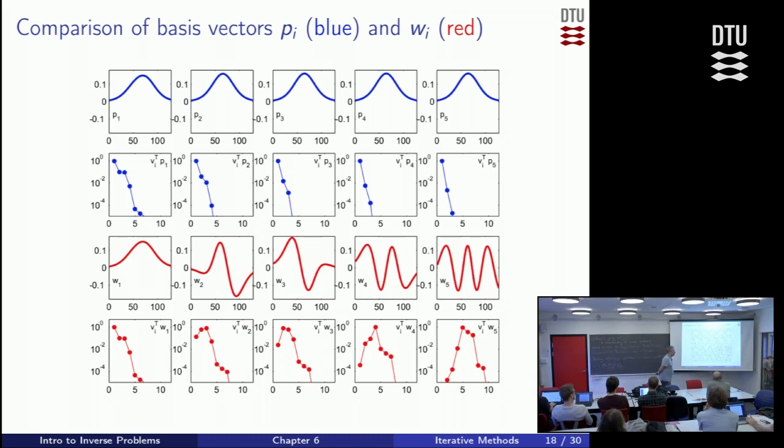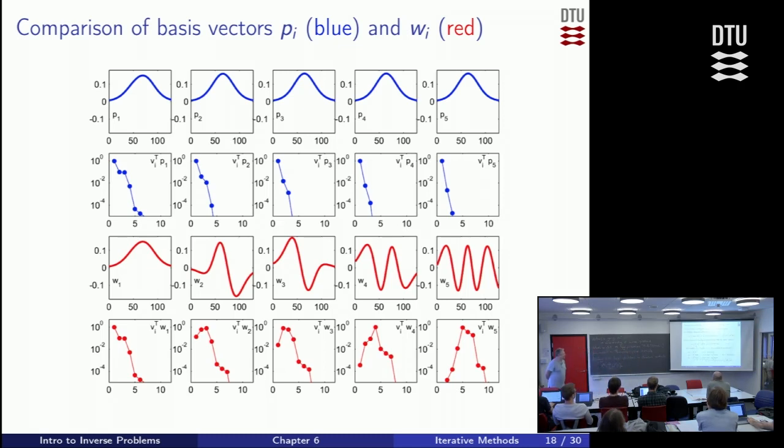And also, you see that once again, we have this spectral property. As you increase the index here, you have more and more oscillations, just like we have seen with the SVD basis vectors and so on. So it's all very good. And now here's something really, really nice.